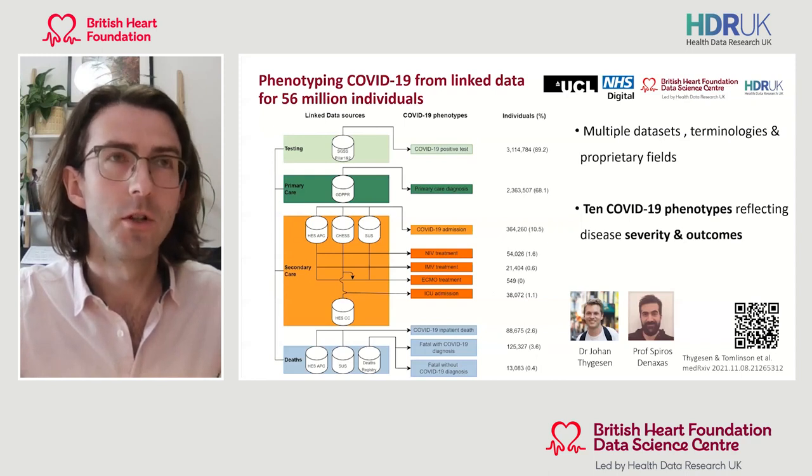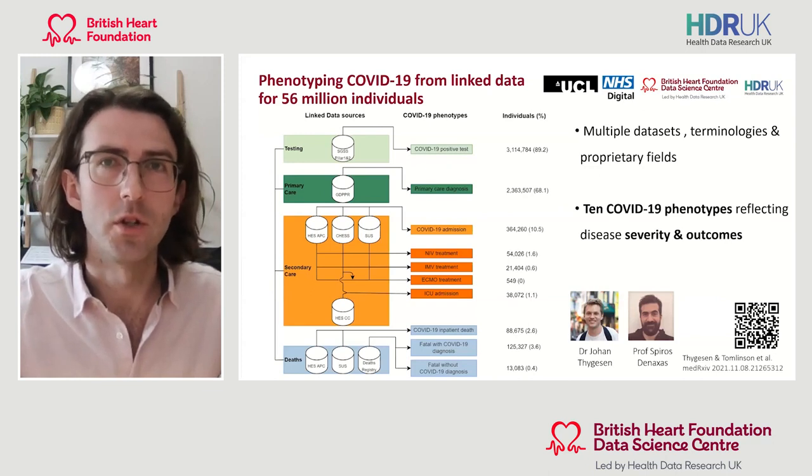This is a brief overview of the COVID-19 phenotyping process, work carried out with my IHI colleagues, Dr. Johan Tusen and Spiros Danaxis, amongst many other consortium collaborators. We use 7 datasets spanning primary and secondary care with multiple terminologies and proprietary fields to define 10 COVID-19 phenotypes. These span positive tests, primary care diagnoses, hospitalizations, ventilatory support modalities, ICU admission, and death, reflecting disease severity and outcomes. For further details, I'd encourage you to read our preprint via the link and QR code.